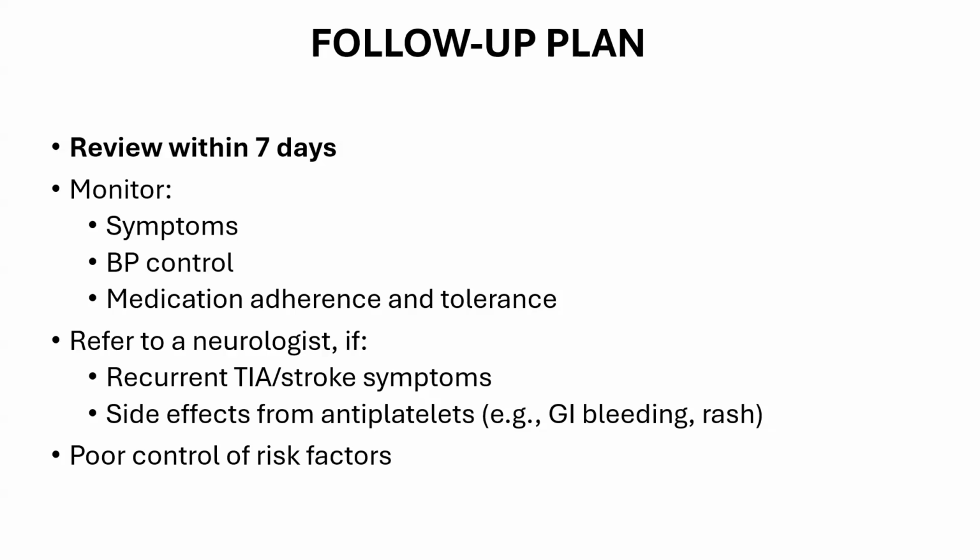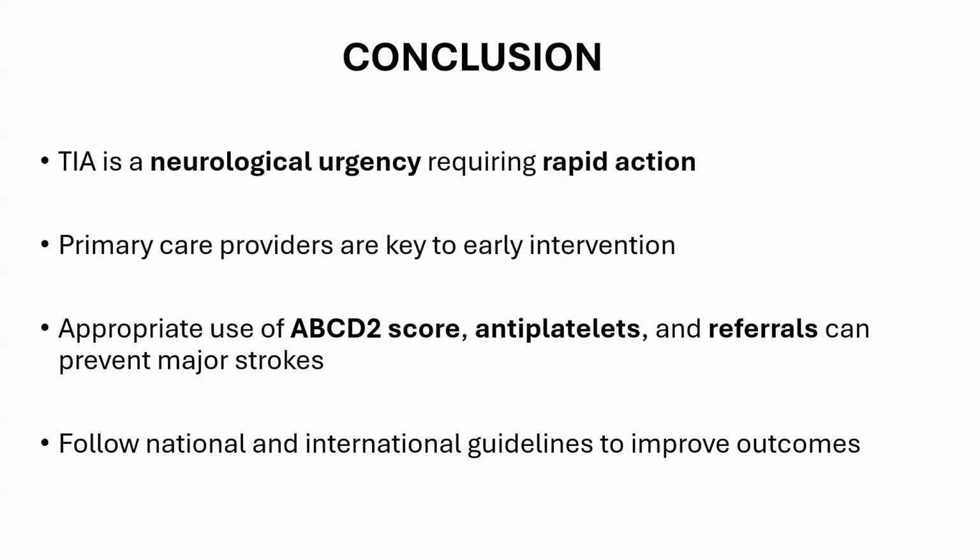Then the follow-up plan of these patients after a TIA, we review within 7 days, and we monitor symptoms, BP control, and medication adherence and tolerance. We also find out if there is any sign of another TIA, and see if a crescendo TIA has occurred, and refer to a neurologist, of course, if these recurrent TIA or stroke symptoms are there. And we have to ask the patient about side effects from antiplatelets and intolerance to antiplatelets. And poor control of risk factors should also be identified at that time. So that's briefly about the management of TIA and stroke in primary care.